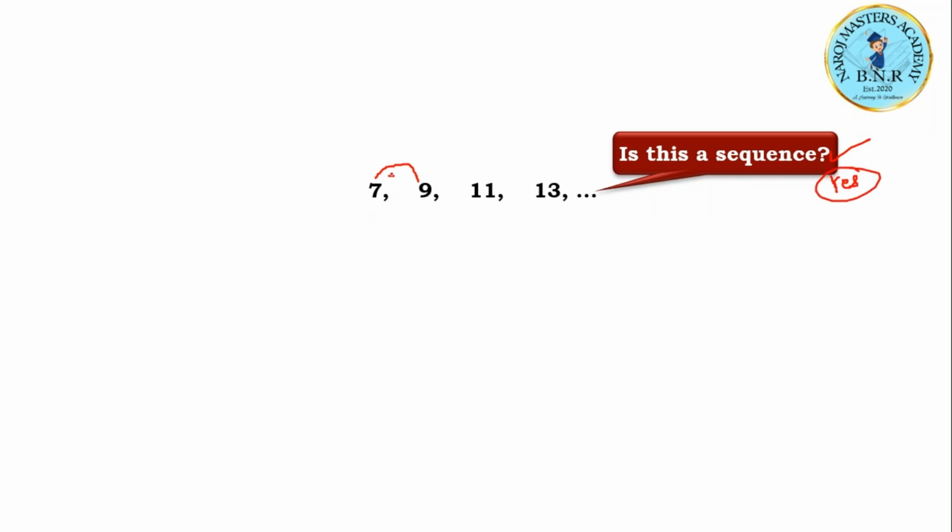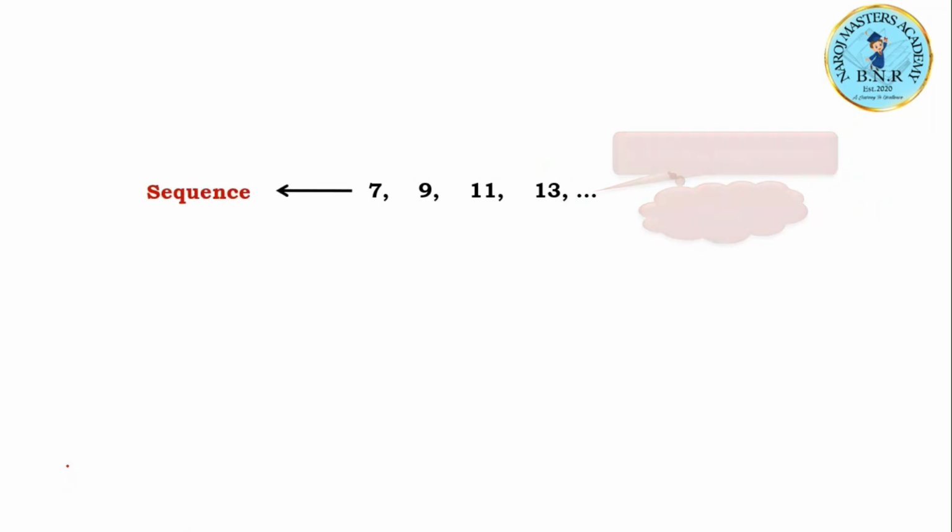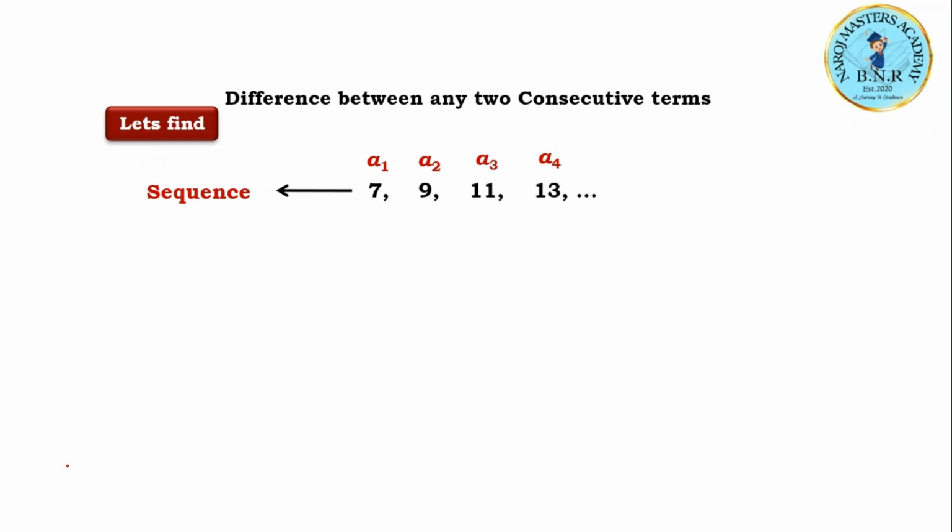The reason is that here plus 2 is the difference for every number. Am I right? So the next number is coming by adding plus 2 to the previous number. It means it is a sequence and it follows a definite pattern. So the terms represented in the sequence are known as A1, A2, A3, A4, and so on. Am I right? So let's find the difference between any two consecutive terms.